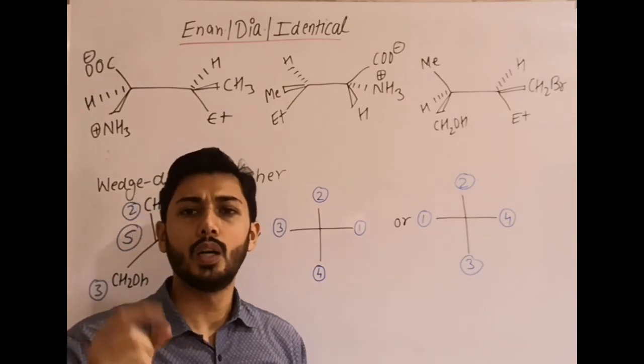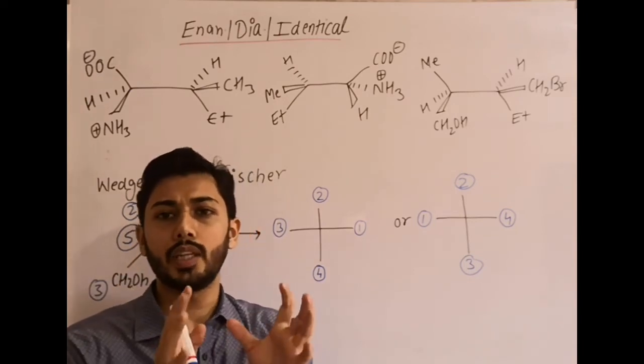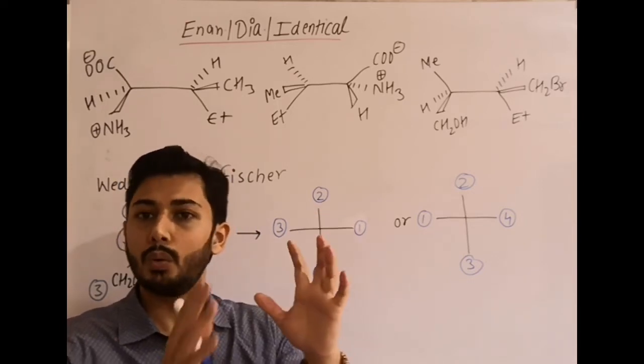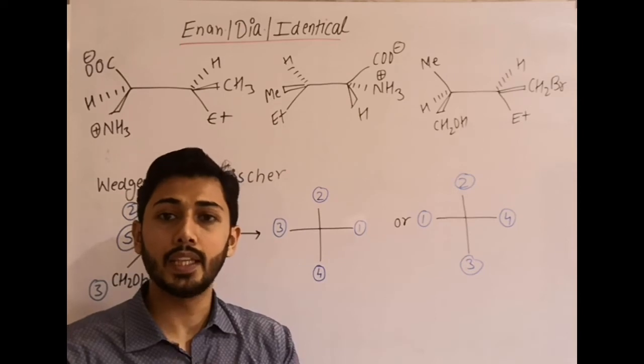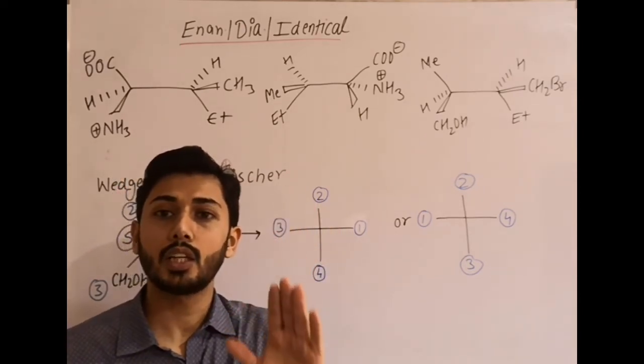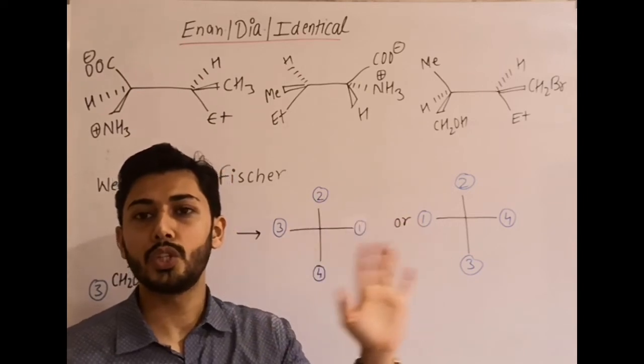I am explaining one example: whatever configuration is given in the question for each chiral center, we find out initially, and then in Fischer we place the groups in such a way that the configuration matches the original molecule.